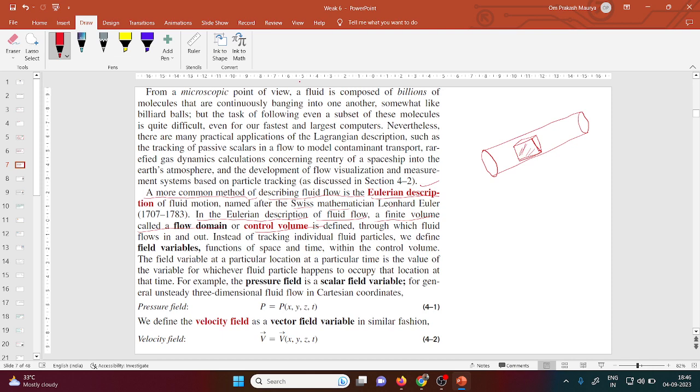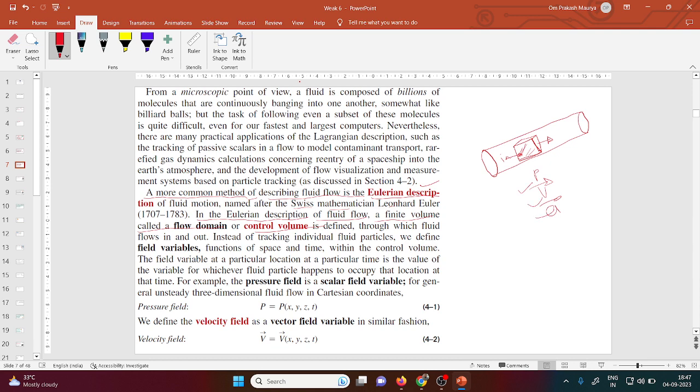After defining this control volume, fluid flows in, meaning fluid enters, and fluid flows out. Okay, this is the control volume, with fluid in and fluid out. Now, instead of tracking individual fluid particles, which is what we did in the Lagrangian description, we define field variables. Field variables means the pressure, velocity, and acceleration. So these are the field variables.